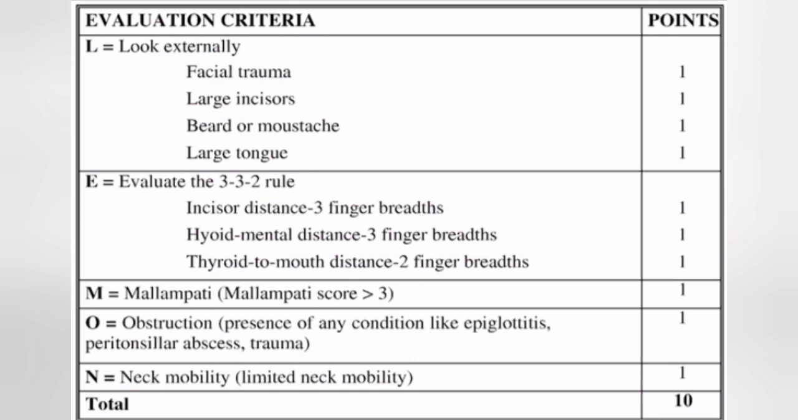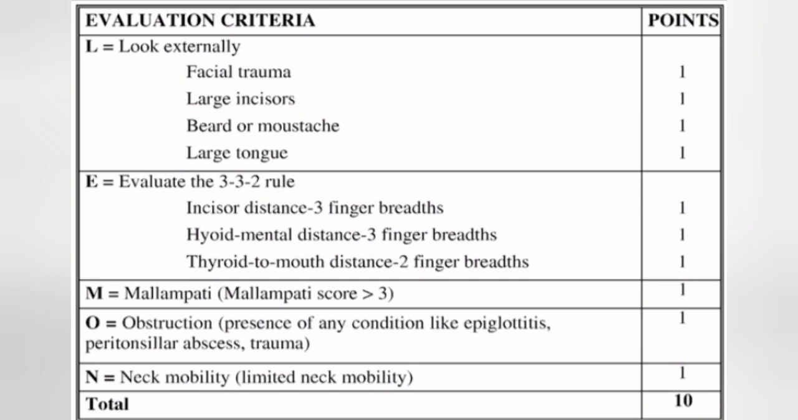L stands for look externally. There are 4 subcategories: facial trauma, large incisors, beard or mustache, large tongue. Each one will be given 1 point. E is for evaluate the 3-3-2 rule. Incisor distance 3 finger breadths, 1 point. Hyoid mental distance 3 finger breadths, 1 point. Thyroid to mouth distance 2 finger breadths, 1 point.